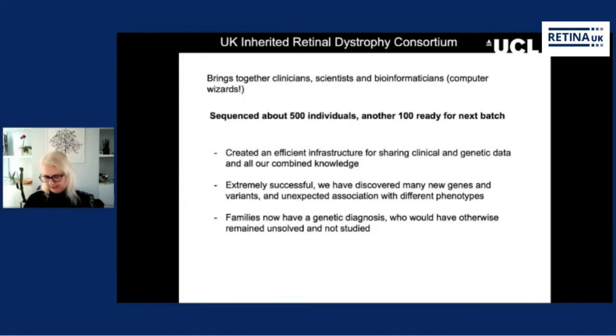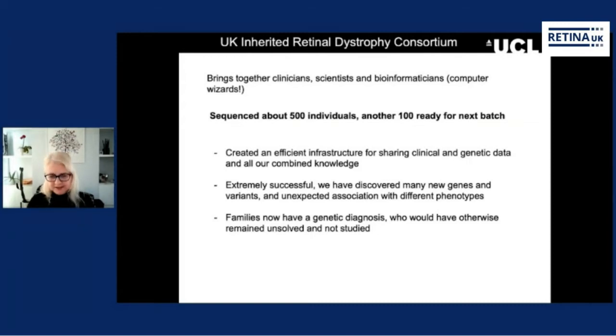So we are selecting in this consortium individuals, patients and their families who we can't solve, who've been very, very difficult to solve over the years, using our current pipelines of diagnostics and research. And we've sequenced about 500 individuals, and we have another about 100 individuals ready to go on the machine. I think they're running right now, actually. And what this has enabled us to do is create an efficient infrastructure where we can share the clinical information and the genetic data and all our combined knowledge and expertise, so we can have really informed discussions and try and interpret what's going on in the genomes.